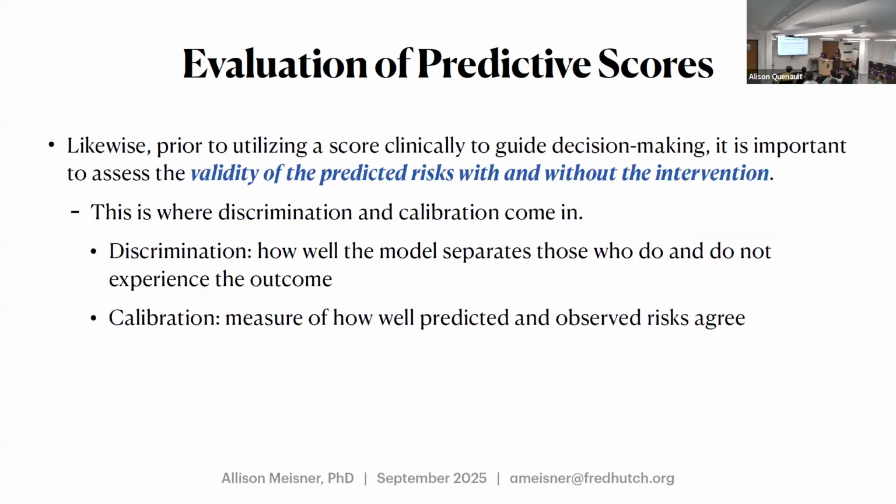And we also would like to know how valid our predicted risks are that we're estimating from this model. So if the idea is that you want to give somebody an estimated risk with the intervention, estimated risk without, the difference of those being their individualized intervention effect, you also want to know that those individualized risk estimates are accurate. So you do arguably want to look at discrimination and calibration of those models. For folks who are not familiar, discrimination just meaning how well the model separates those who do and do not experience the outcome, and calibration being a measure of how well the predicted and observed probabilities agree.